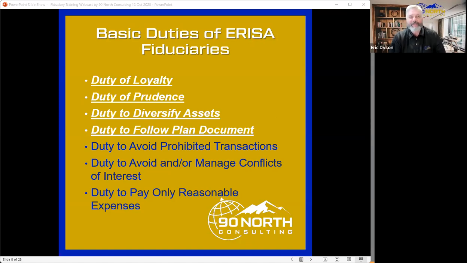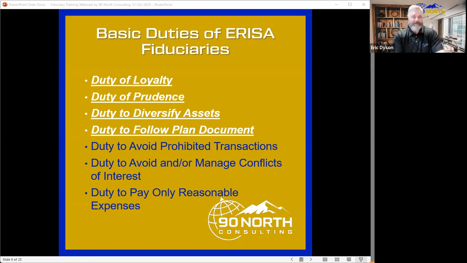The next, the duty of prudence, essentially says that if you are an ERISA fiduciary, you must have the knowledge, the skills of someone who is familiar with similar matters. In other words, you have to wear this fiduciary hat and make decisions as though you are an expert. If, however, you are not an expert in these matters, then you are required to find the right expert and outsource it or hire someone else.